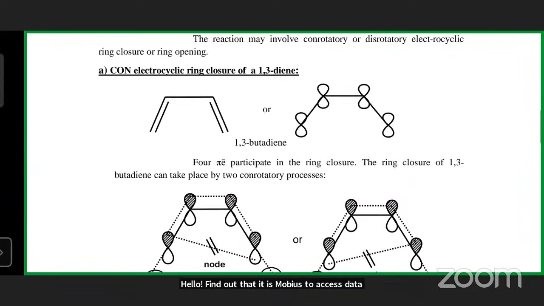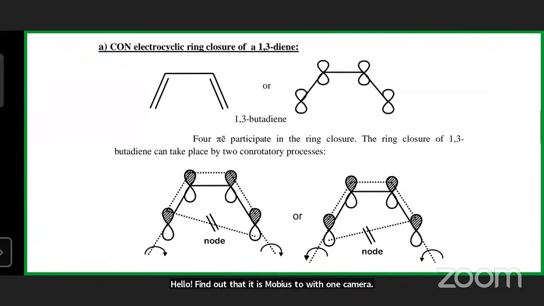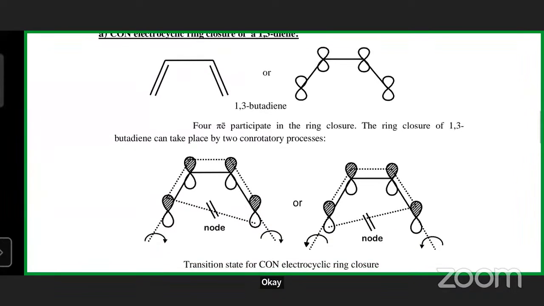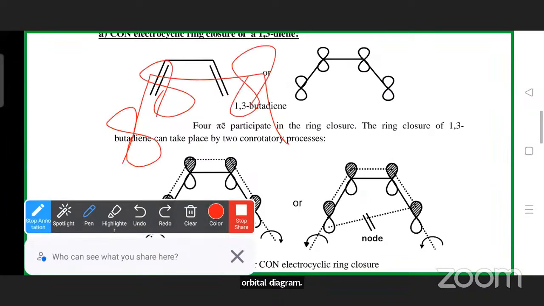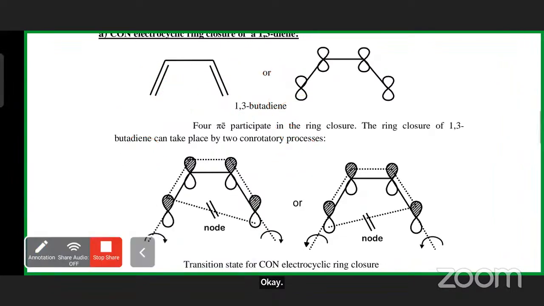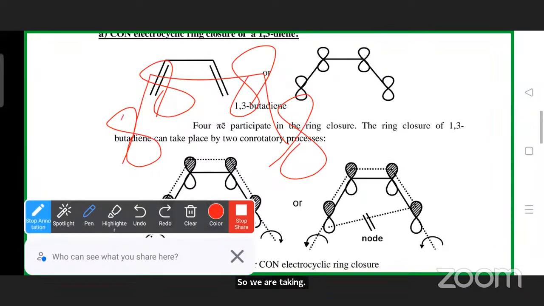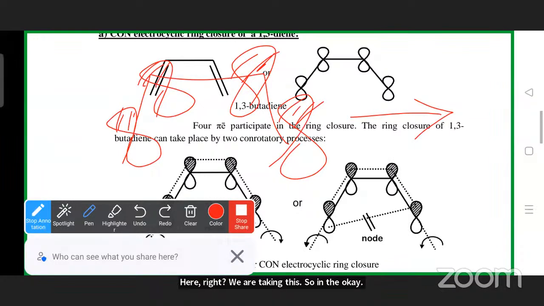So in this particular example, 1,3-butadiene, in this particular molecular orbital diagram, you take any molecular orbital diagram here. Now what are we doing? In this ring closure, either ring closure or ring opening, whatever.